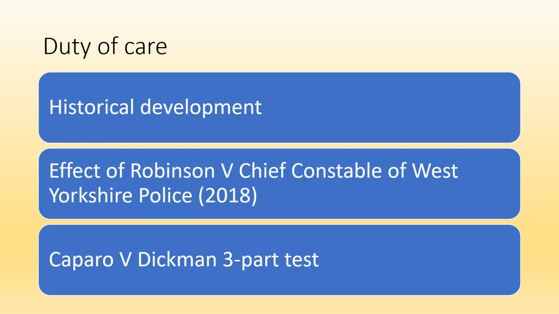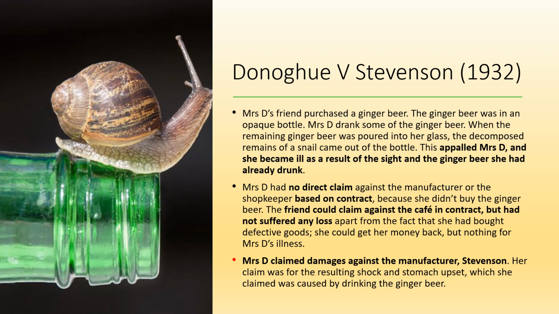So the way we're going to look at this is we're going to start with the historical development. We're going to look at the effect of Robinson v Chief Constable of West Yorkshire Police, and then the Caparo v Dickman three-part test. Now, of course, this isn't in chronological order. The Caparo v Dickman three-part test came first, but hopefully it'll make sense as we go through why I've placed it below Robinson.